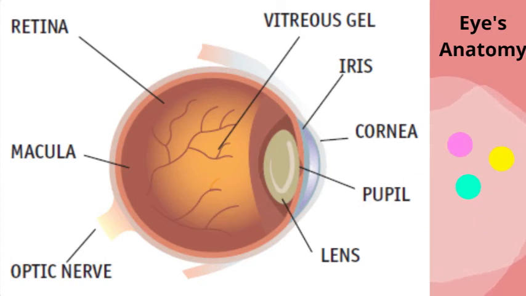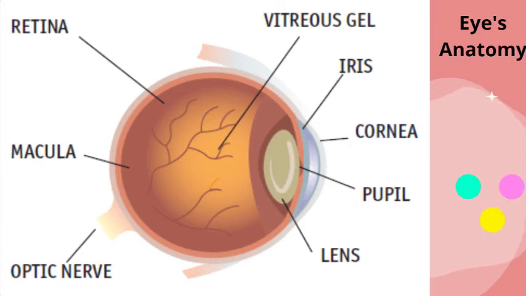The iris is the colored part of the eye that regulates the amount of light entering the eye. The lens is a clear part of the eye behind the iris that helps to focus light or an image on the retina. The macula is the small sensitive area of the retina that gives central vision. It is located in the center of the retina.